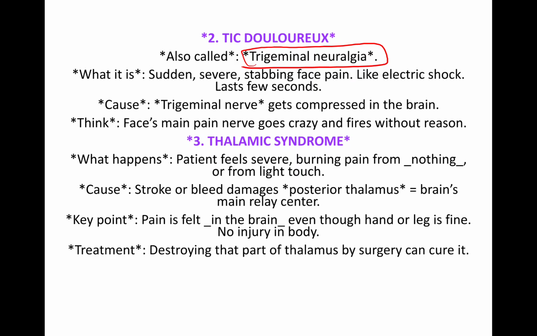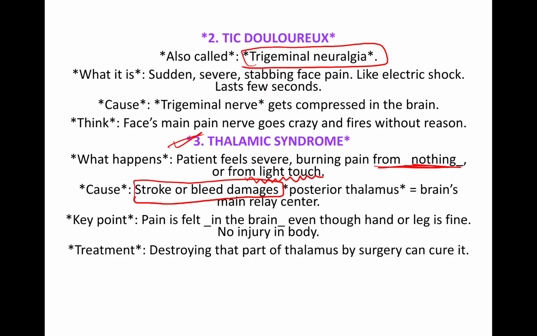Next comes thalamic syndrome. What happens here? A patient feels severe burning pain from nothing or from very light touch. That is thalamic syndrome. What is the cause? A stroke or bleed damages the posterior thalamus, the brain's main relay station. If a stroke or bleed damages the posterior thalamus, you have this condition, thalamic syndrome.